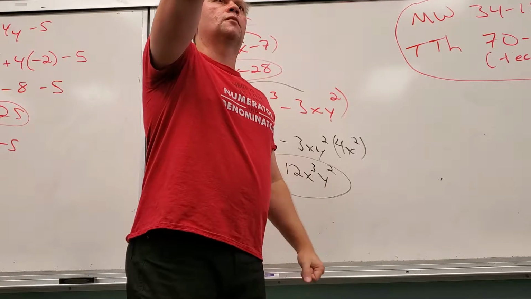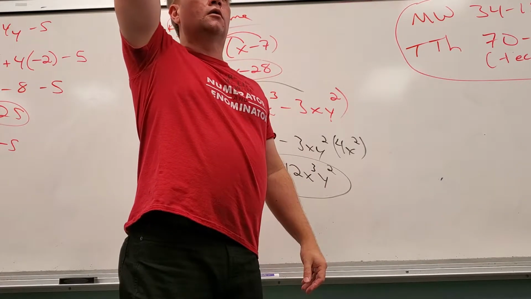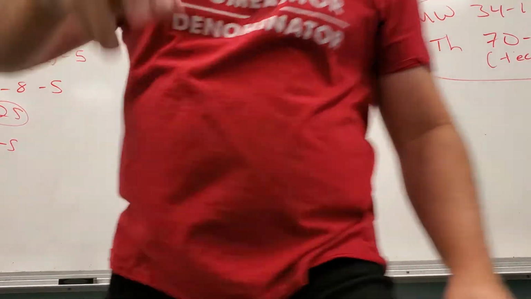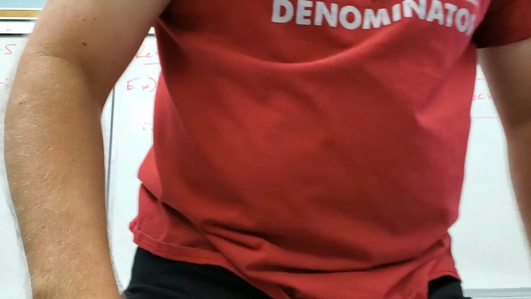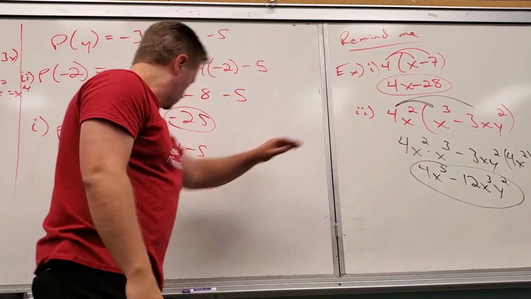Yes, ma'am. So what you're saying is when you multiply, say on the second video it says 10p squared times 5p cubed. Yes. So I would just add the exponents, I don't multiply. I just multiply the regular numbers. Exactly. Exactly.